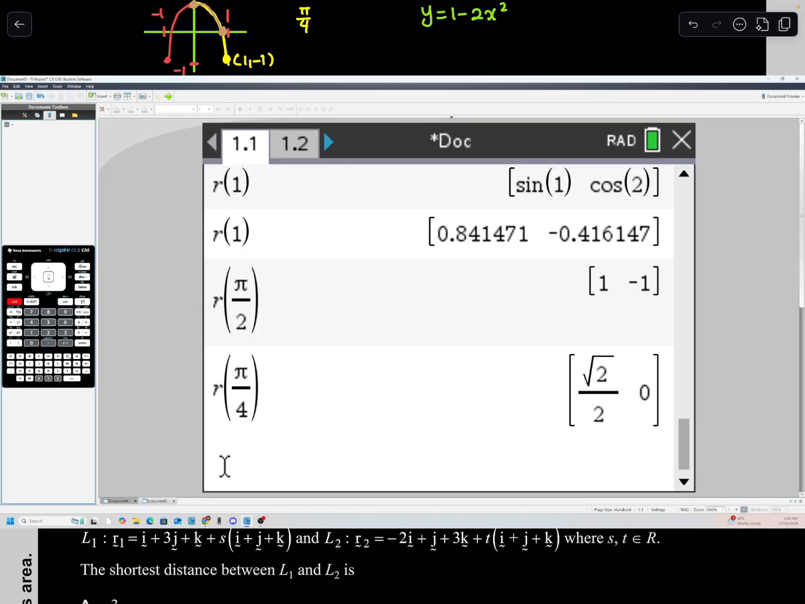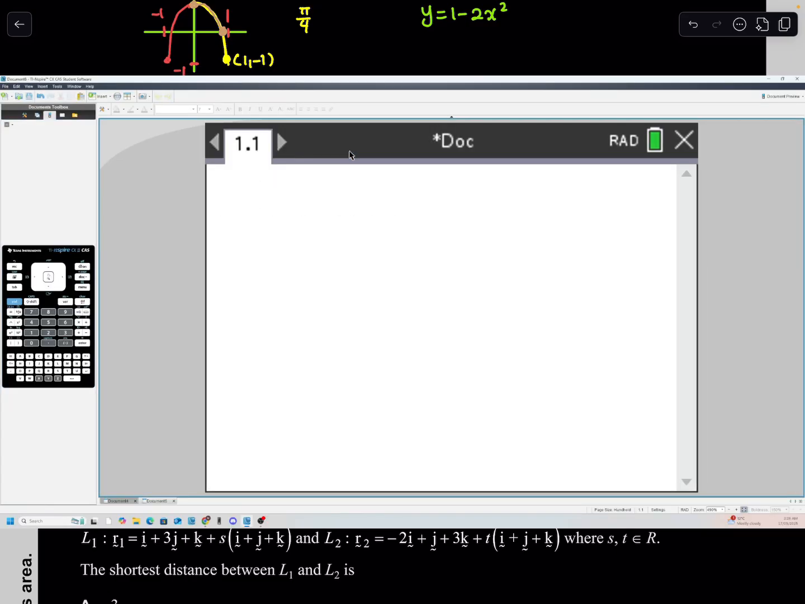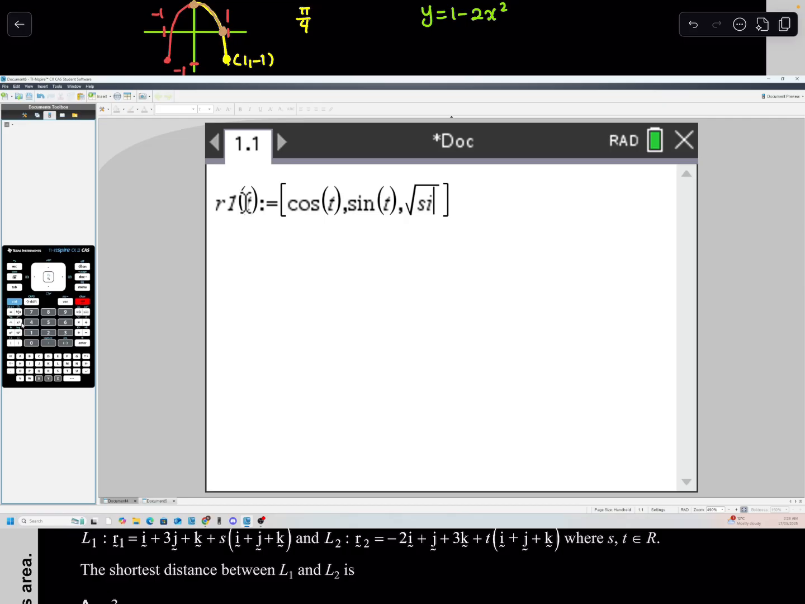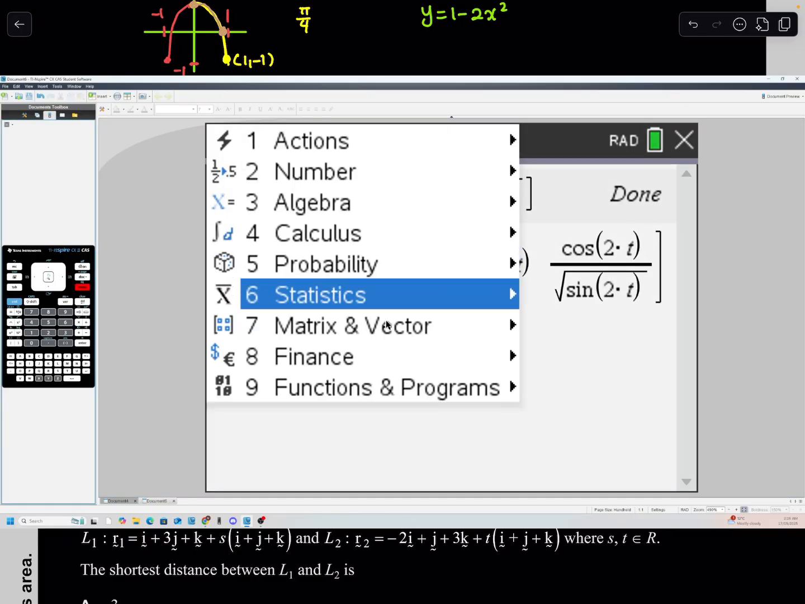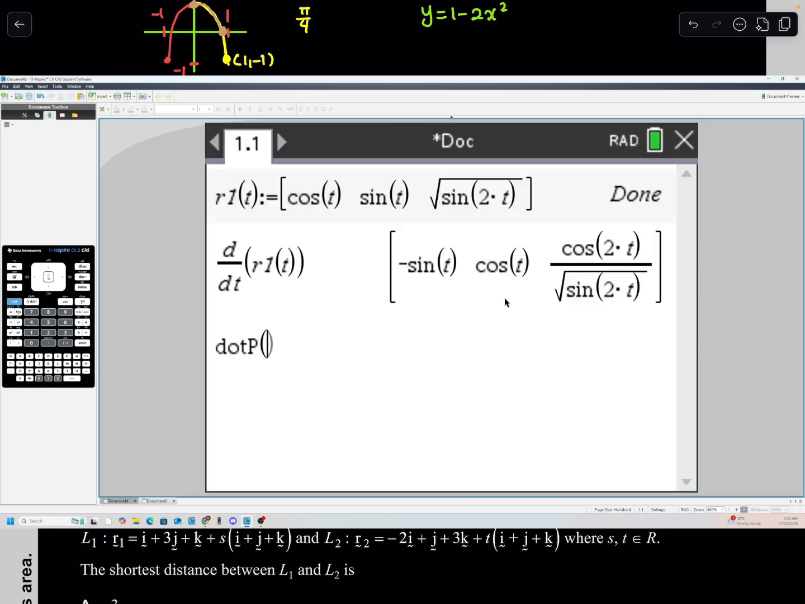So I'm going to press Control N, and I'm going to define these in my CAS. So r1 of t. This one doesn't seem too bad. I've seen this in past papers, so really good repeated question here. Cos t here, sine t, sine 2t. Okay, so what I'm going to do is derive r1 of t. First I need to find the dot product, we said. Dot product of this, dot r2 of t.